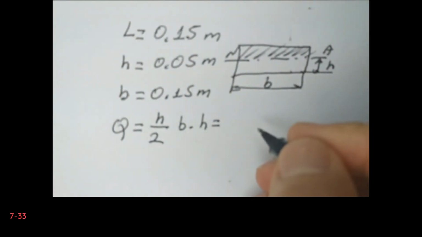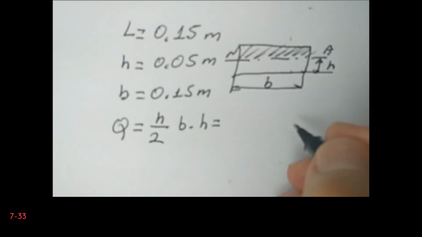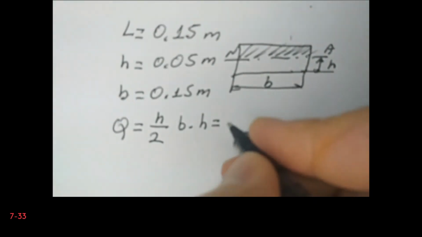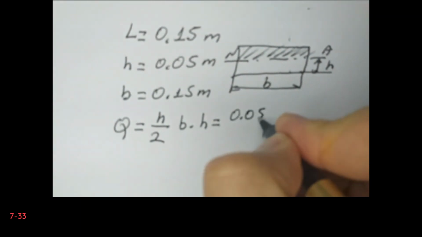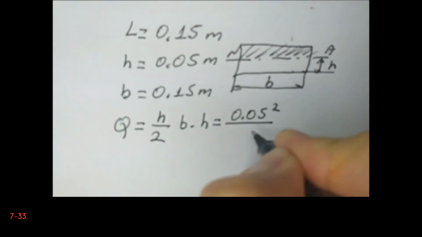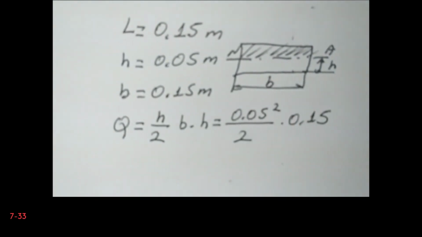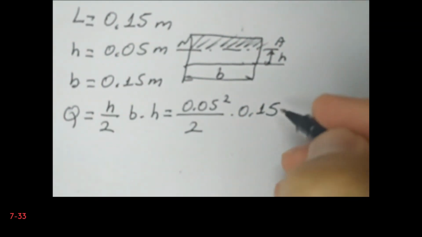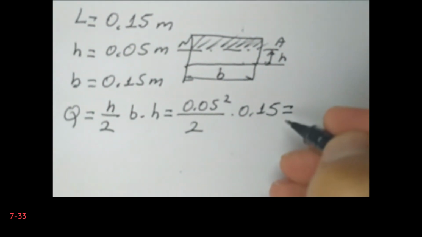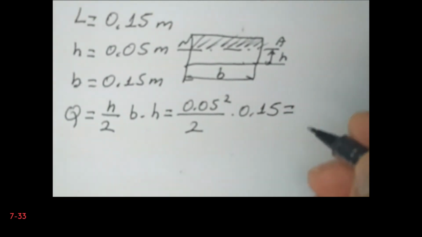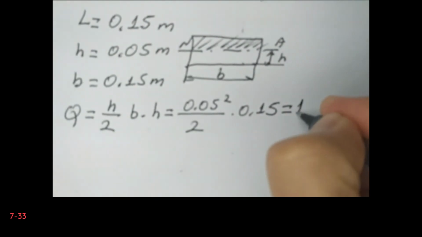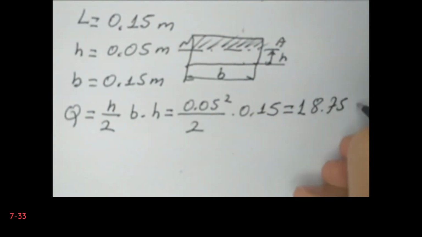So it is 0.05 squared divided by 2 multiplied by 0.15, and value is 18.75 10 to the power minus 5 meter to the cube.